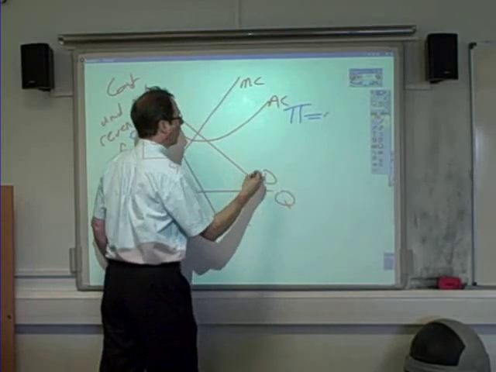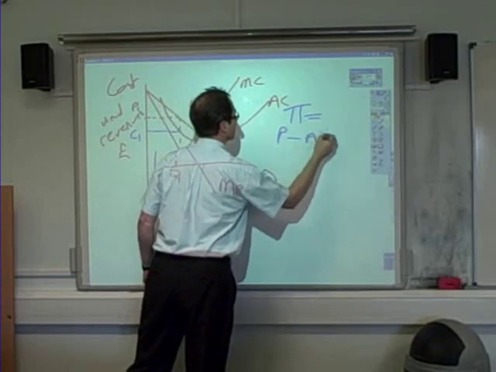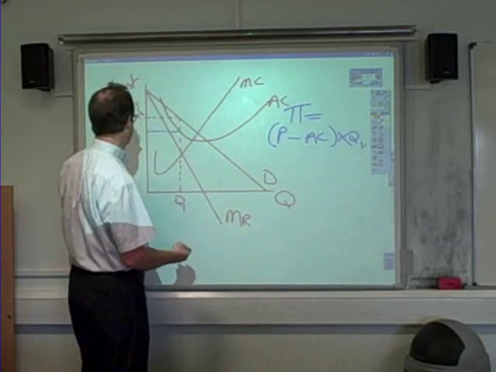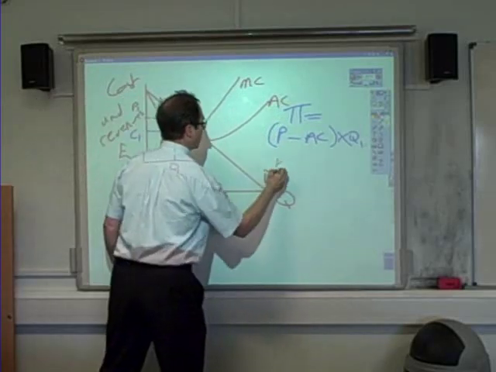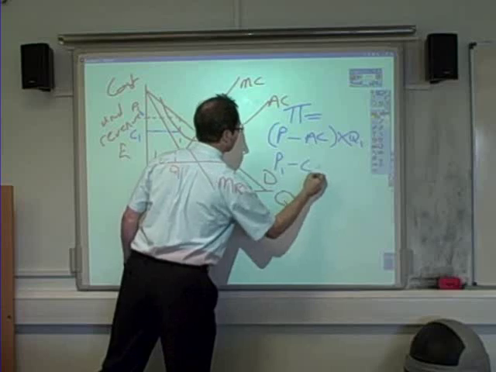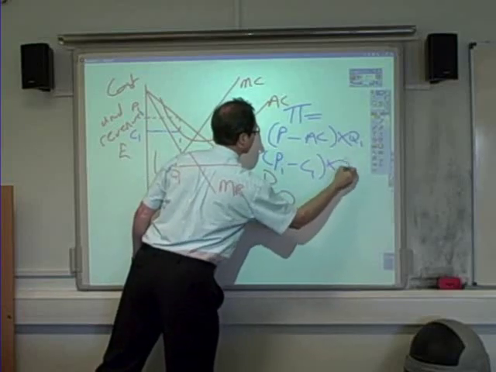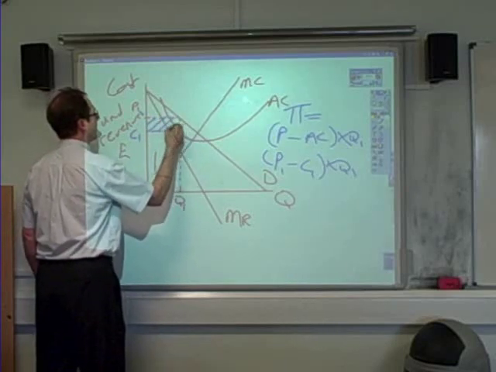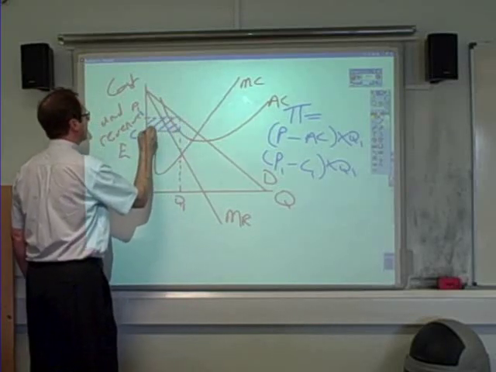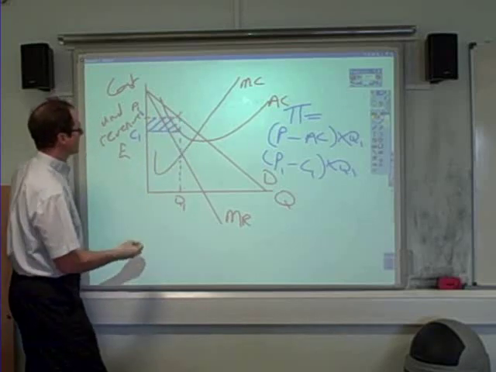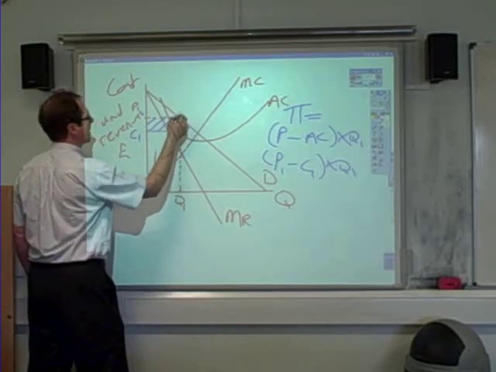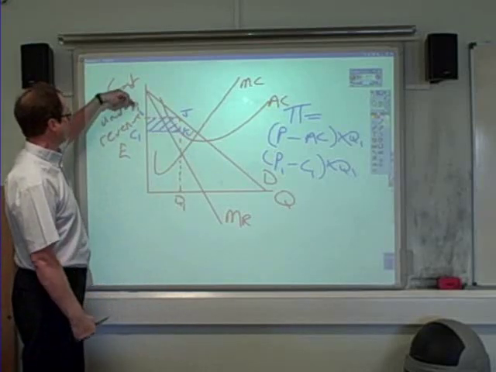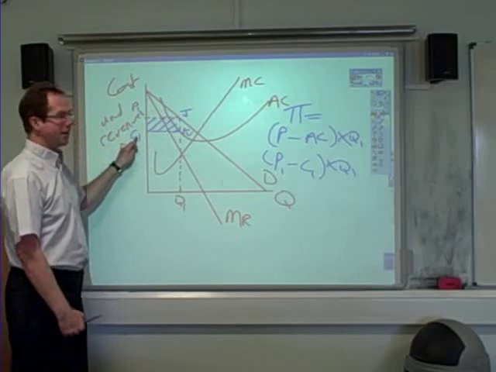Supernormal profit will equal price minus average cost times the level of output, and that is P1 minus C1 times Q1. It's this shaded area here. Make it a rectangle. Sometimes you can use letters, so go J, K. The area of supernormal profit, P1, J, K, C1.